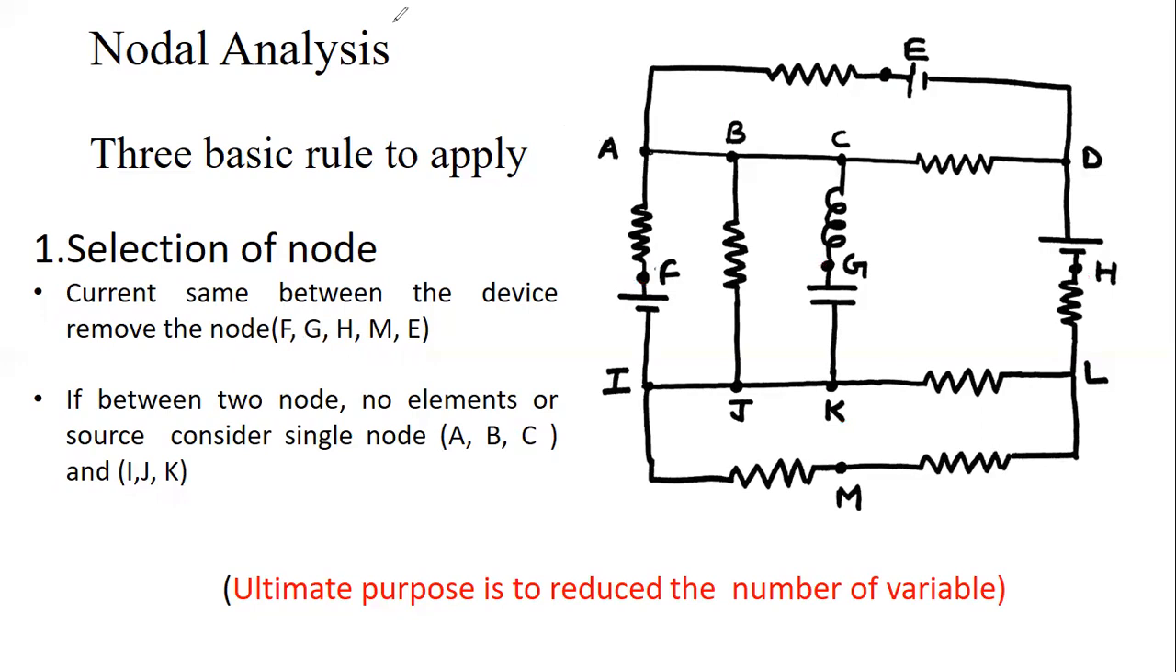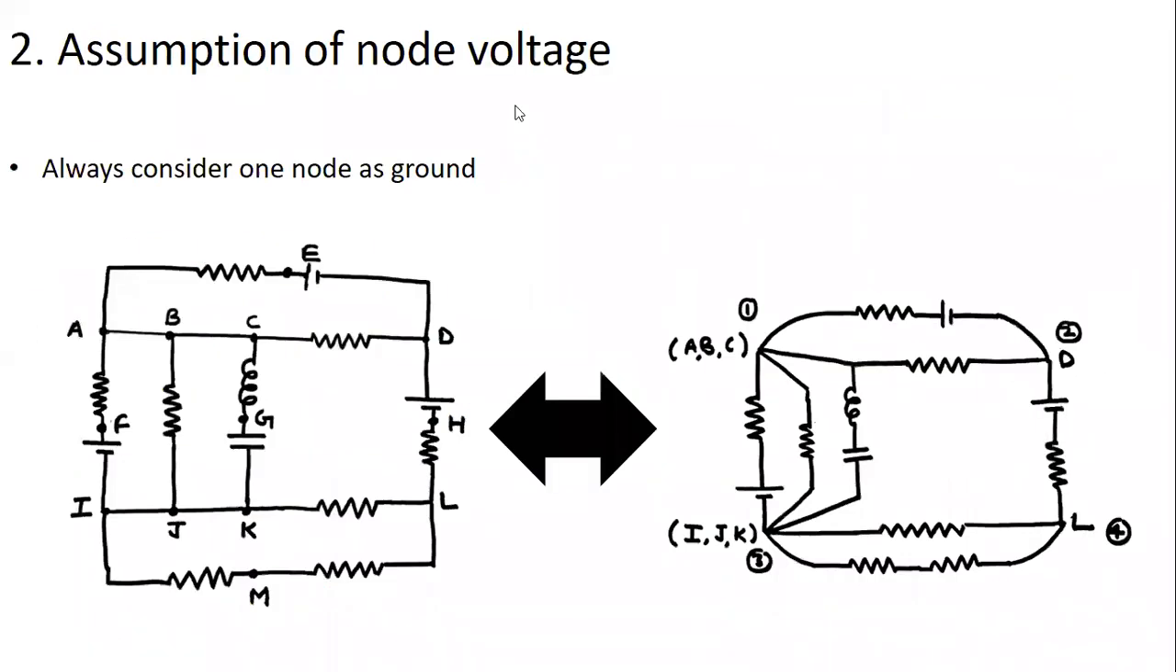Now move to the second point, that is the assumption of node voltage. So first, see, this is the circuit. Now the equivalent circuit of this is like this: ABC as a single node, and IJK are a single node. And we have removed F, G and H.